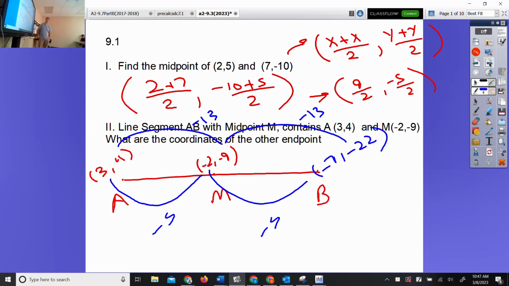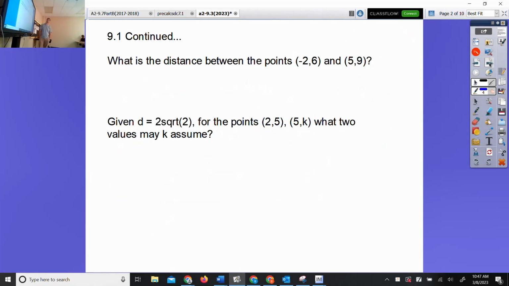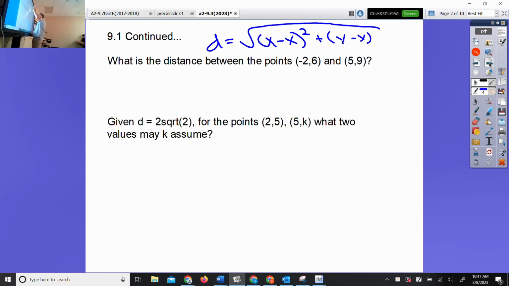All right, that's part of 9.1. There's the other part of 9.1, which is the distance formula. What is the distance formula? It's the square root of parentheses y minus y, x minus x, it doesn't actually matter, x minus x squared plus parentheses y minus y squared. Miss Cantrell ever show you where it came from?